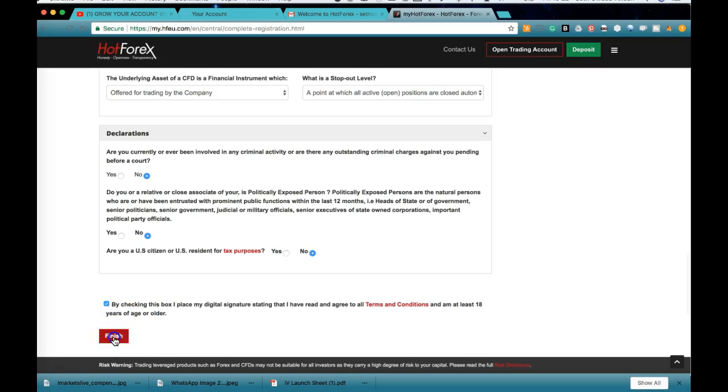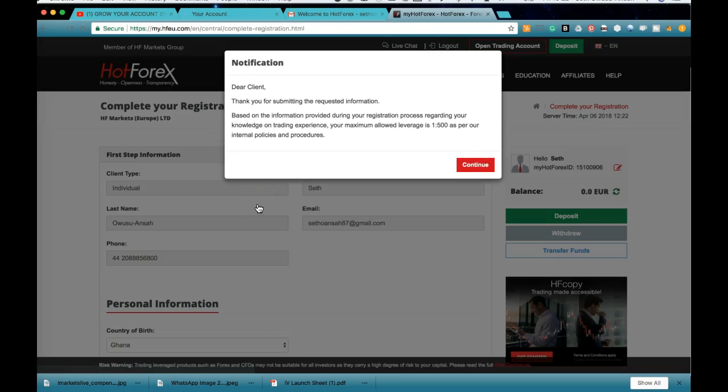And then just finally check that box. And success. So based on the information provided in the registration process regarding your knowledge and trading experience, your maximum leverage is 1 to 500 as per our internal policies and procedures. Brilliant. That's exactly what we wanted.